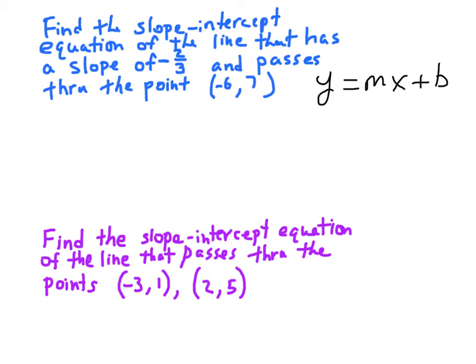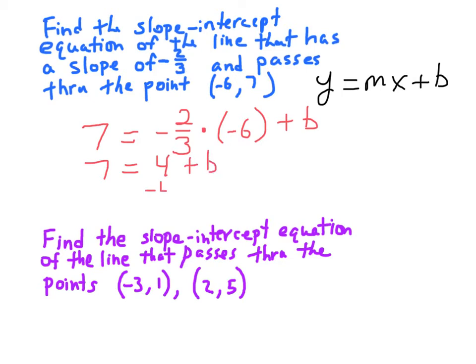So I'm going to write this: 7, that's substituting the 7 for the y, the negative 2/3 for the slope. I'm going to substitute the negative 6 for the x, and then plus b. So I'll solve for b here. Now that won't be my answer, but that will enable me to get to the answer. So I have 7 equals, when I multiply negative 2/3 of negative 6, that's going to be positive 4 plus b. I'm going to subtract 4, and I'm going to get b equals 3.